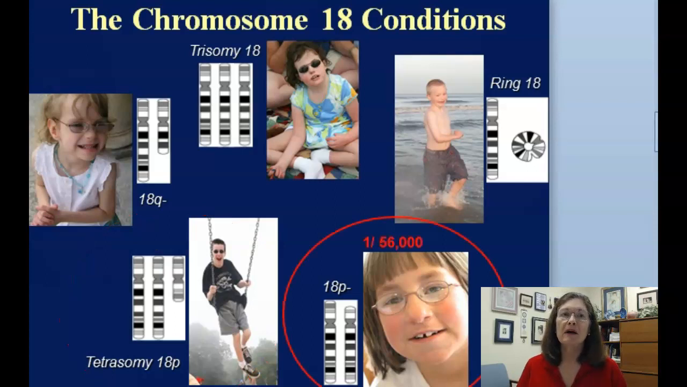Then there's 18p minus, and these individuals have a deletion of any size from any region on the short arm, the p arm of chromosome 18.